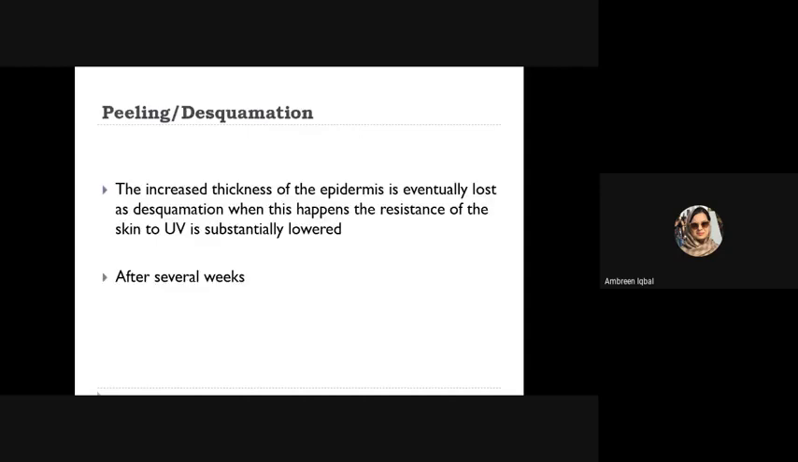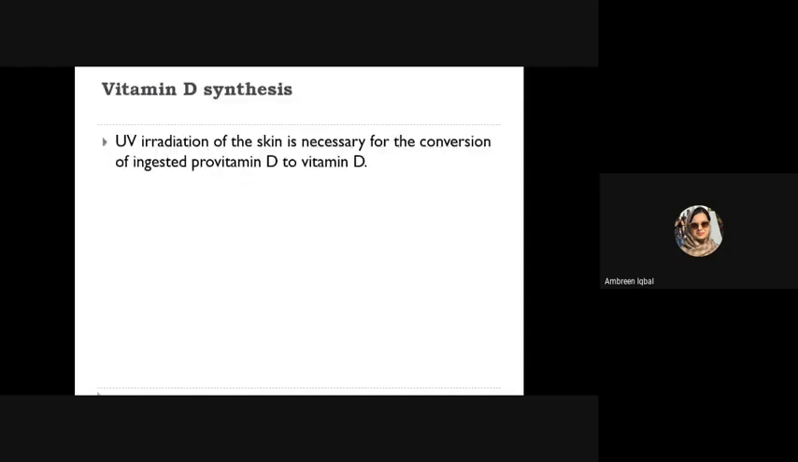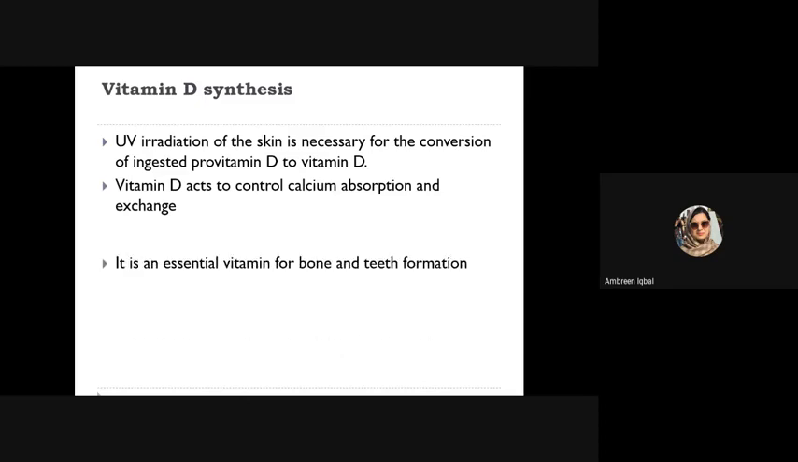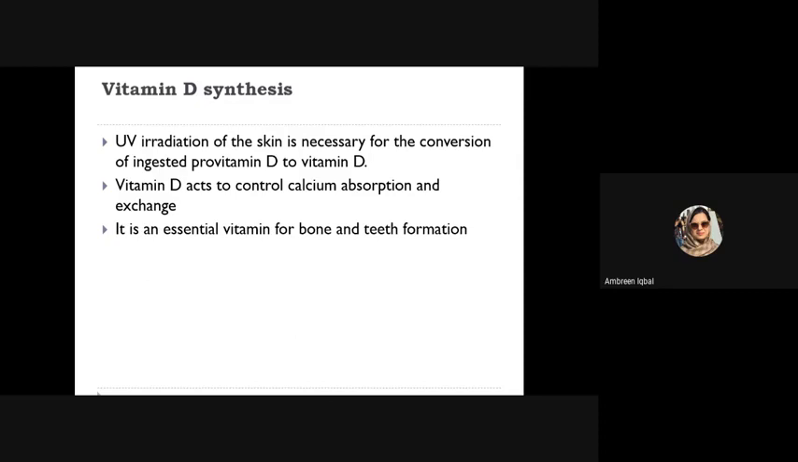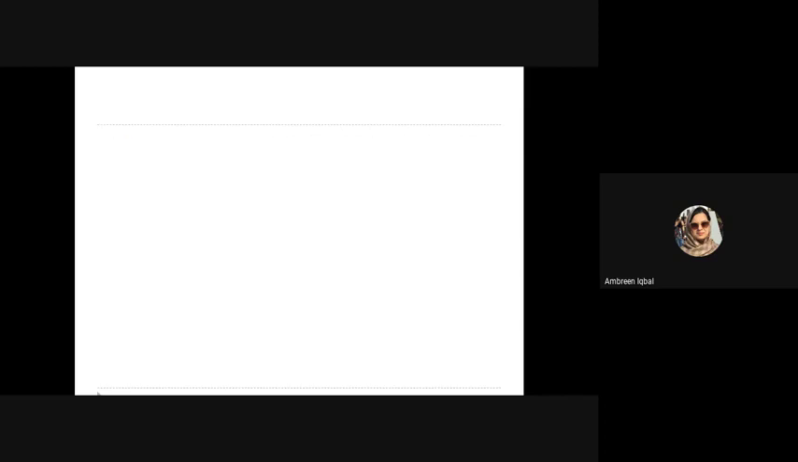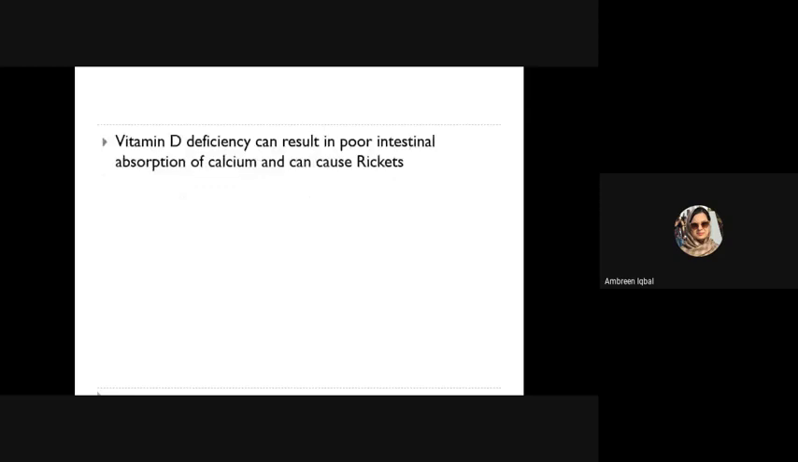The next effect is vitamin D synthesis. Ultraviolet radiation of the skin is necessary for the conversion of ingested provitamin D to vitamin D. Vitamin D acts to control calcium absorption and exchange. It is an essential vitamin for bone and teeth formation. It also influences the brain, kidney, intestine, and endocrine functions. Vitamin D deficiency can also result in poor intestinal absorption of calcium and cause rickets.